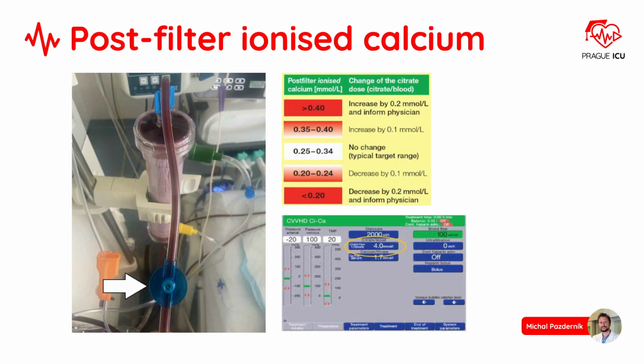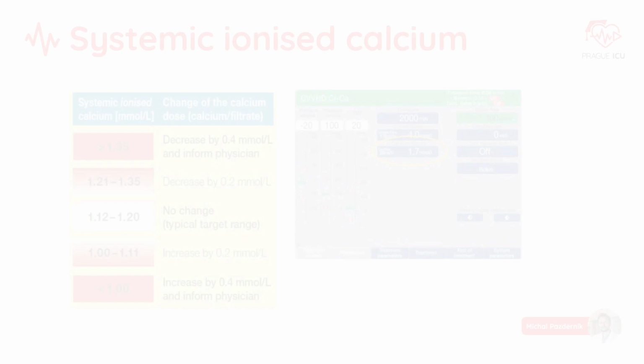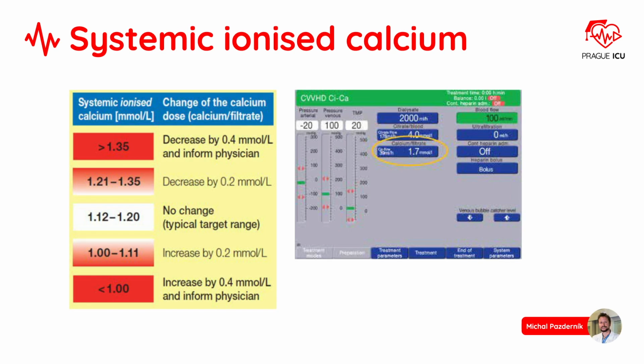The white arrow points to a site from which we withdraw samples for determination of post-filter ionised calcium. We adjust the citrate dose depending on the levels of post-filter calcium as displayed in the table. Moreover, we also need to focus on systemic ionised calcium levels. We adjust the post-filter calcium rate depending on their levels.